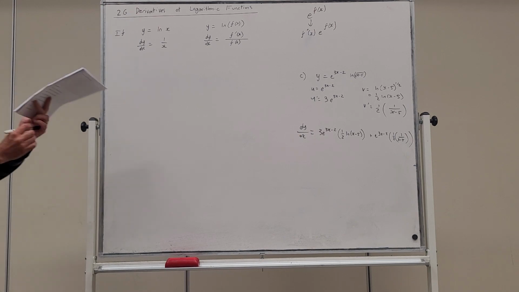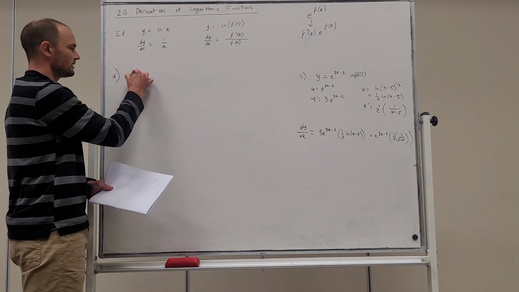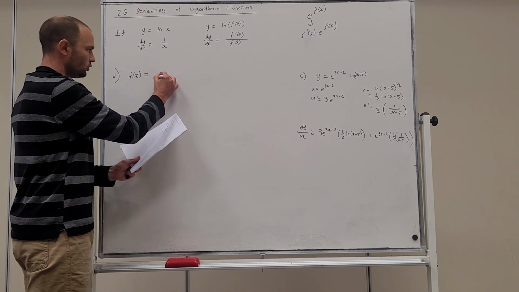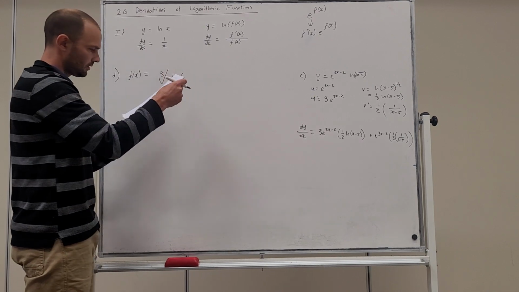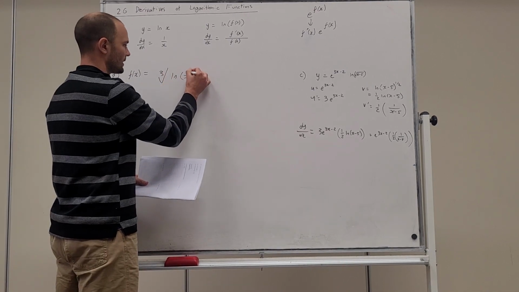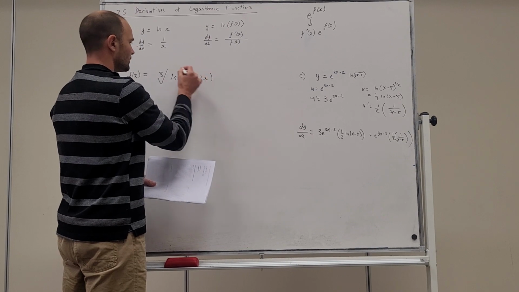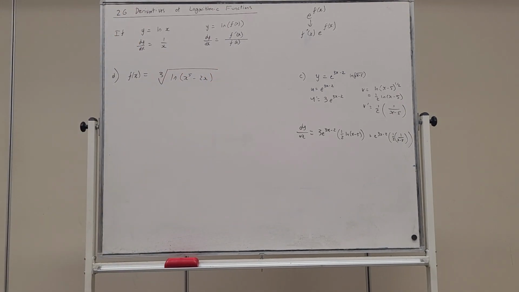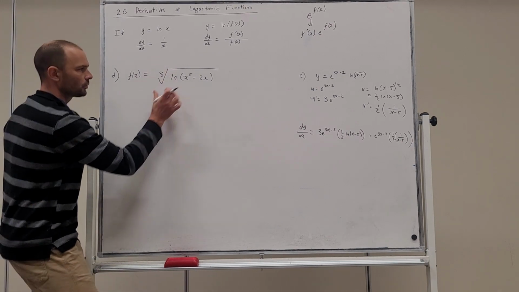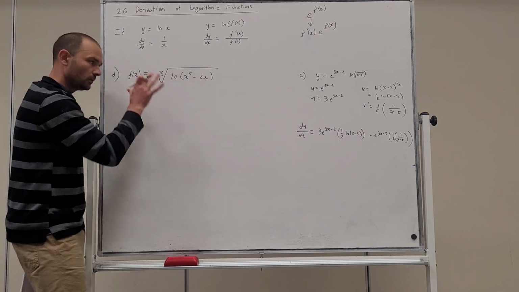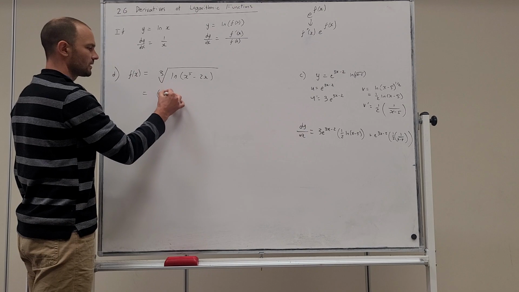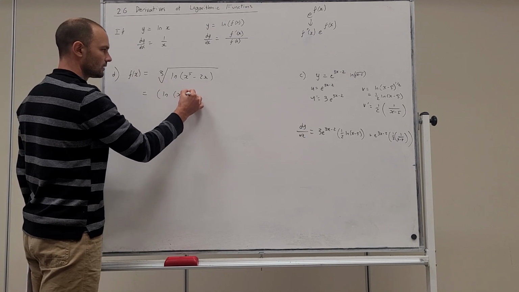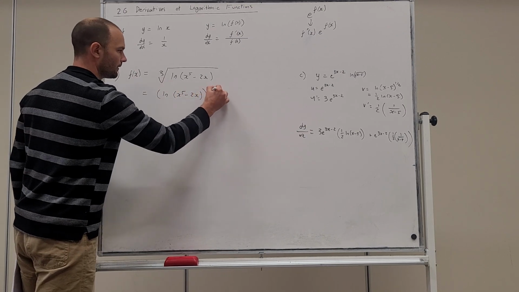Okay, so we have f(x) is the cubed root of ln of x^5 take away 2x. Before we differentiate this, we should think: I've got the cubed root of a function, so that means I've got a function to the power of a third.